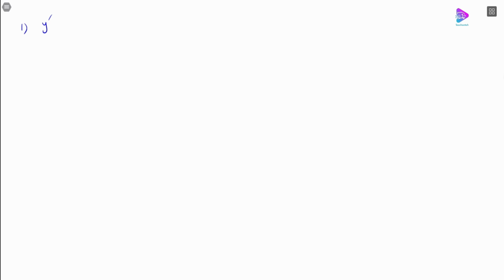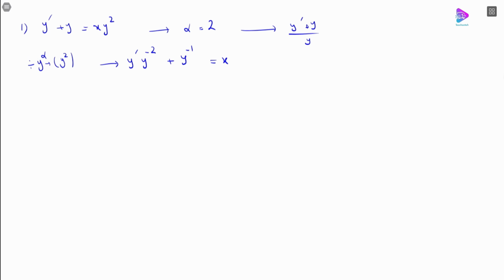Example 1: y' + y = x y². From here we know α is equal to 2, and if you remember, we divide by y to the power of α, which is basically y². So we get y' y^(-2) + y^(-1) = x. I'm going to show you the steps right here. So y'/y² + (y/y²) = x.